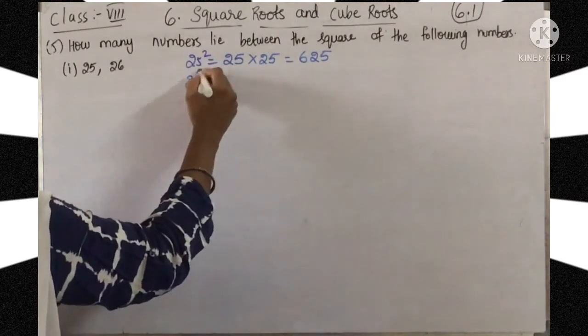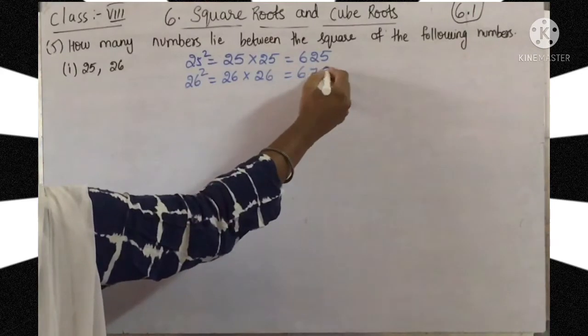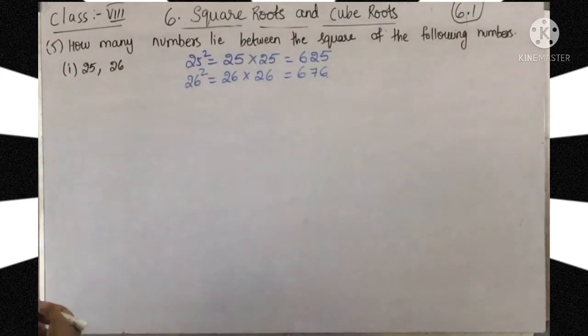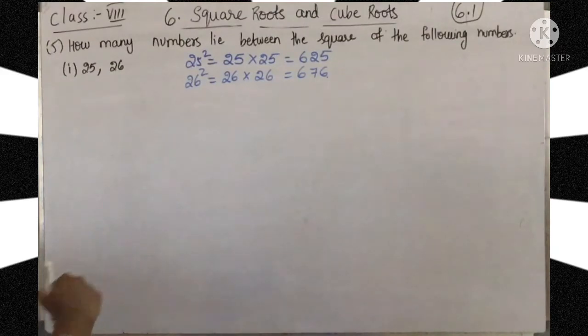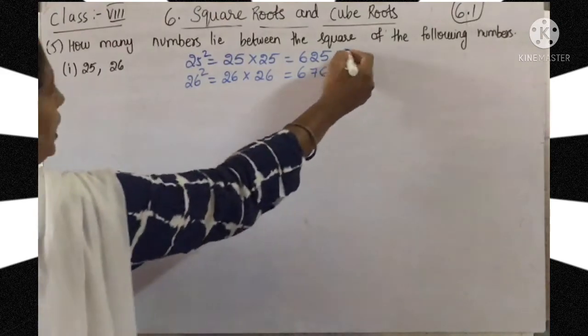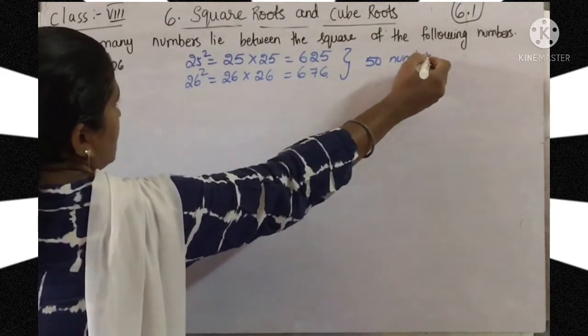And 26 square is how much? 26 into 26, that is 676. Right? So here in between how many numbers will be there? That is 626 to 675. So in total you will have 50 numbers when you write.